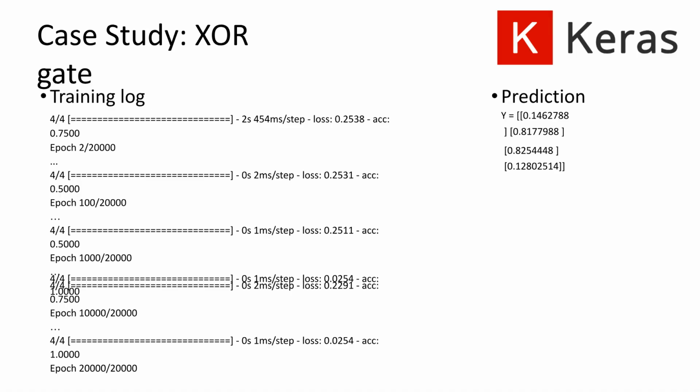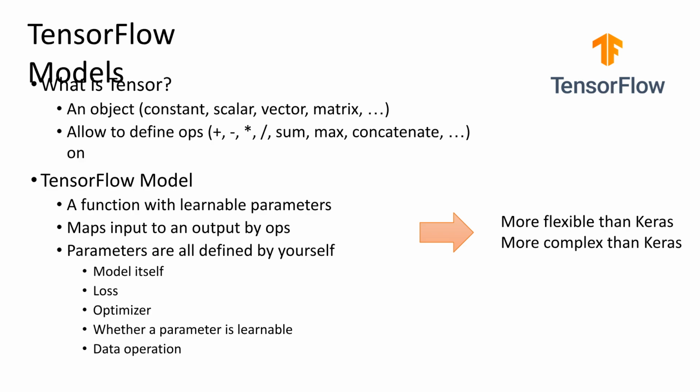The training log for the XOR gate example shows that after many epochs, the model achieves 100% accuracy and a low loss. The prediction results are also displayed. In TensorFlow, a tensor is an object that allows defining operations. A TensorFlow model is a function with learnable parameters that maps input to output via these operations. It offers more flexibility but is more complex than Keras.